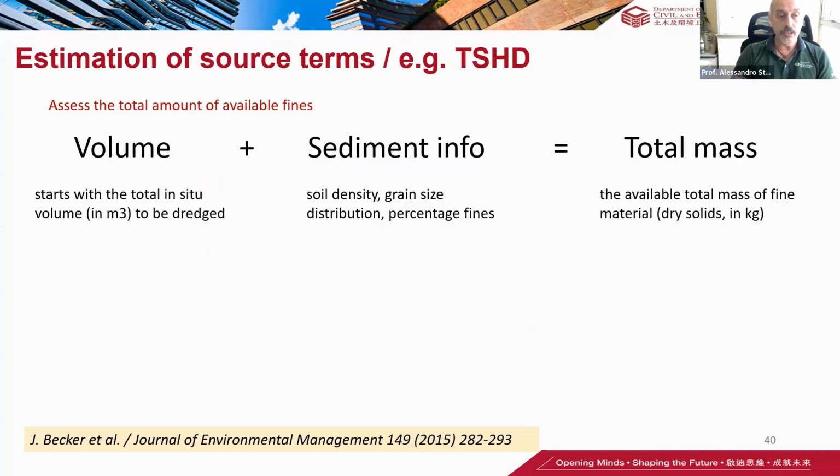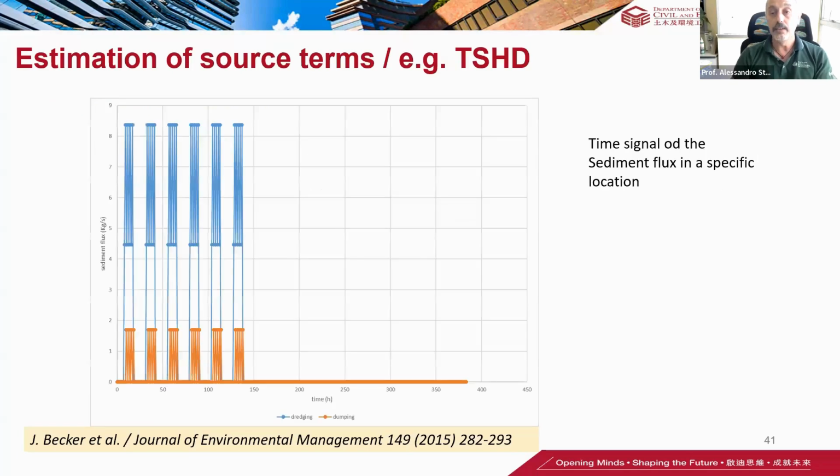Then from the total volume that I have to dredge and the sediment information, so the grain size curve, I can evaluate the total mass in terms of dry solids in kilograms. And then I can decide, with some empirical formulation, again presented in this very interesting paper, I produce this set of sediment flux timelines, okay? That will be provided point by point to my numerical model.